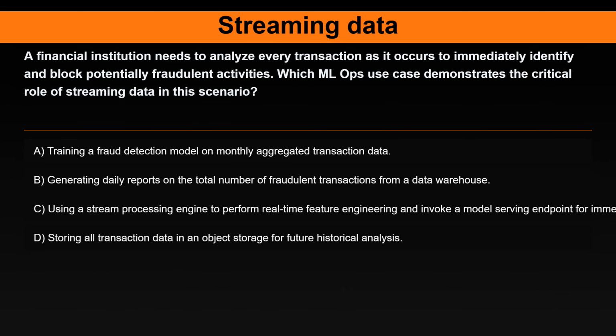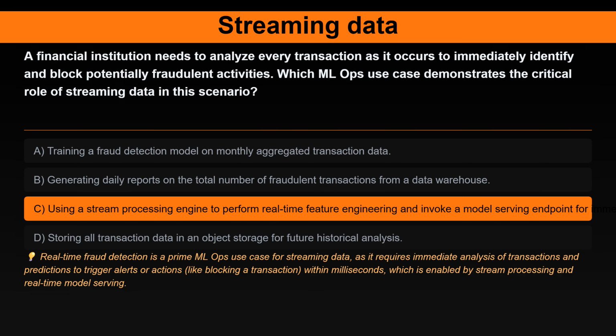Question 21. A financial institution needs to analyze every transaction as it occurs to immediately identify and block potentially fraudulent activities. Which MLOps use case demonstrates the critical role of streaming data in this scenario? Option A. Training a fraud detection model on monthly aggregated transaction data. Option B. Generating daily reports on the total number of fraudulent transactions from a data warehouse. Option C. Using a stream processing engine to perform real-time feature engineering and invoke a model serving endpoint for immediate fraud prediction. Option D. Storing all transaction data in an object storage for future historical analysis.